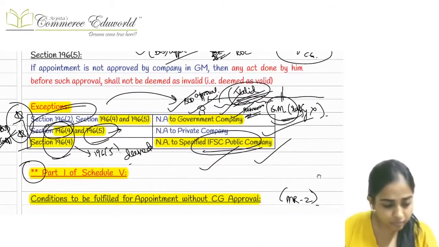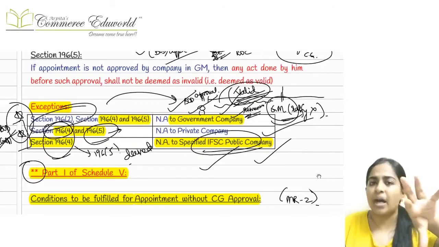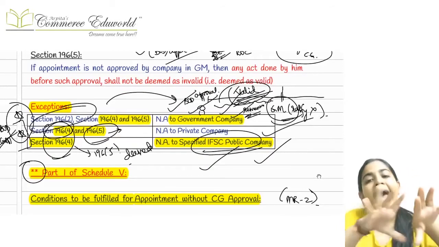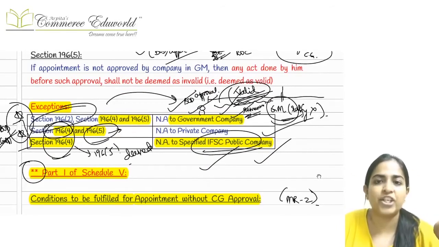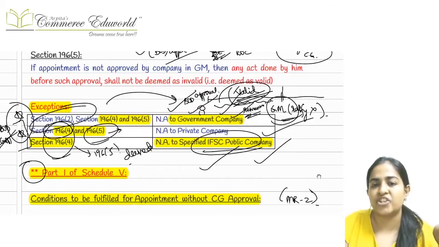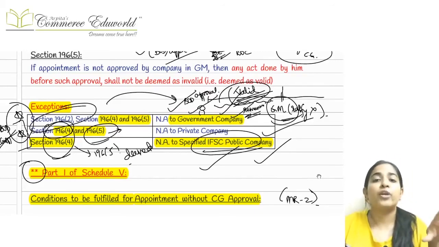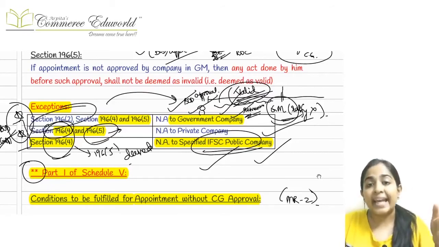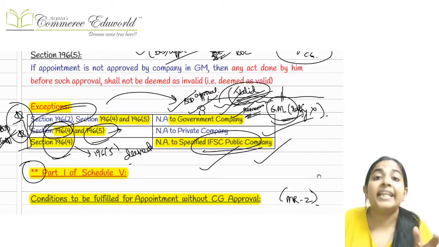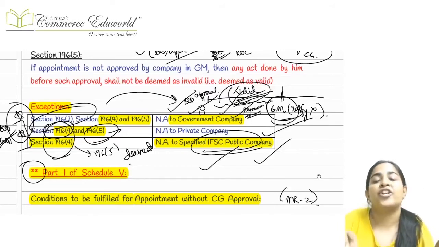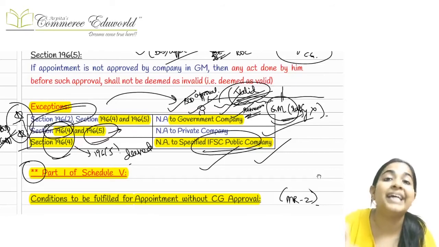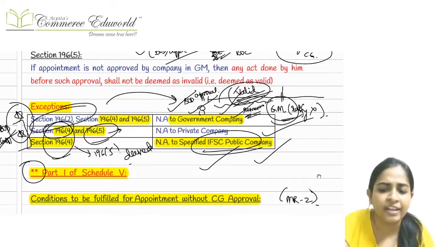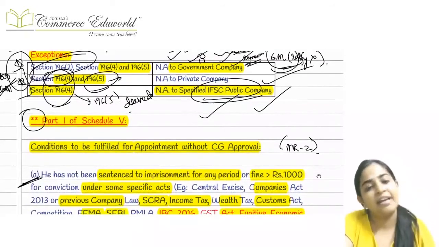Suppose the board has approved a managerial personnel, and later when we took the ratification by the shareholders in the general meeting, the shareholders did not ratify it, did not approve it. Then this managerial personnel was anyway acting in between, so the acts done by this particular managerial personnel in between will be deemed as valid, as if he has worked in good faith.